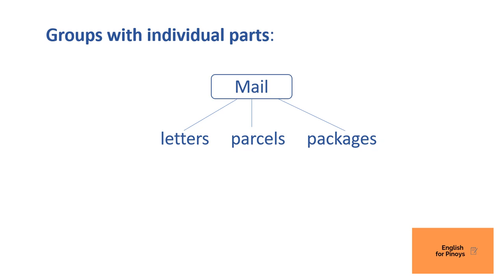Another example of groups with individual parts, let's talk about mail. So mail here, we're not talking about email, electronic email. We're talking about postal mail, or the slow mail, or the snail mail. So that's the whole noun, the mail, right? And it has individual parts. So what do you usually send through the postal mail? You send letters, physical letters, you send parcels, you send packages. So these are the individual parts that make up the word mail. So mail is a non-count noun. Again, we're talking here about postal mail, not the electronic mail. Okay, so the individual parts are letters, parcels, and packages.